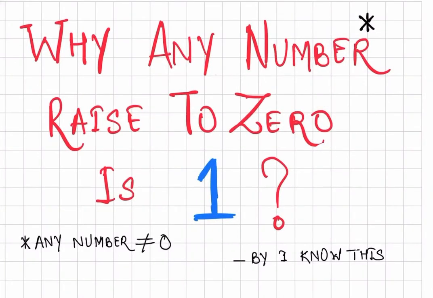Have you ever wondered why any number raised to 0 is 1? I'm pretty sure you all have learned in your basic mathematics class that 5 raised to 0 is 1, 10 raised to 0 is 1, 2 raised to 0 is 1, 1 raised to 0 is 1, and 1 raised to 1 is also 1. But let's see why any number raised to 0 is 1. Let's watch this video together.